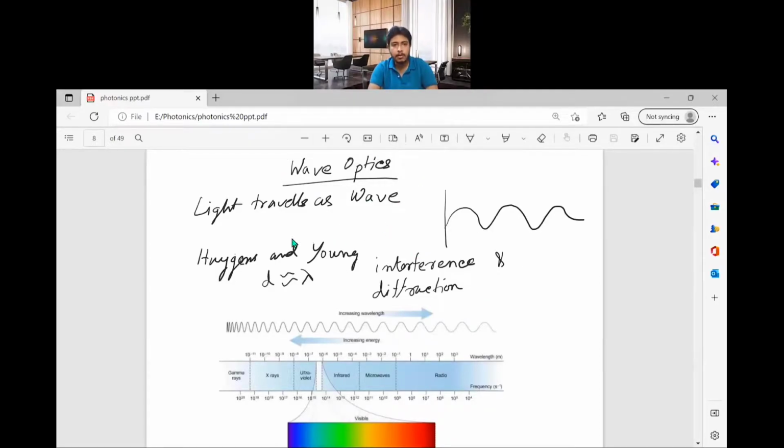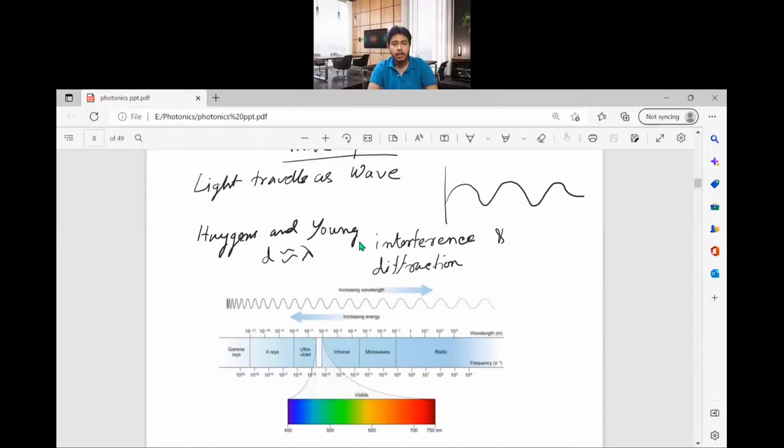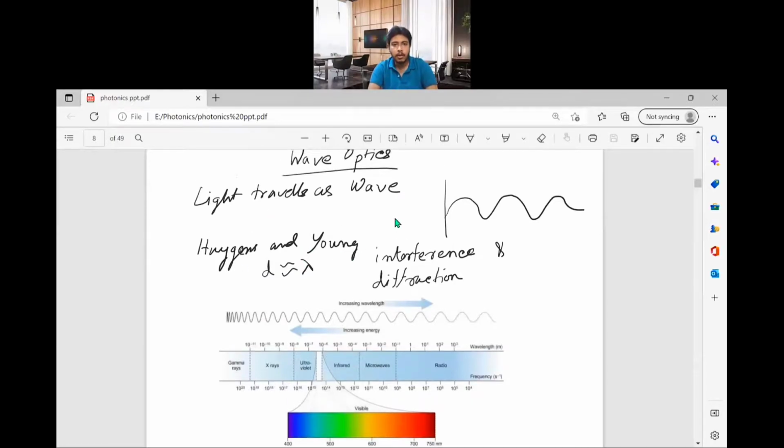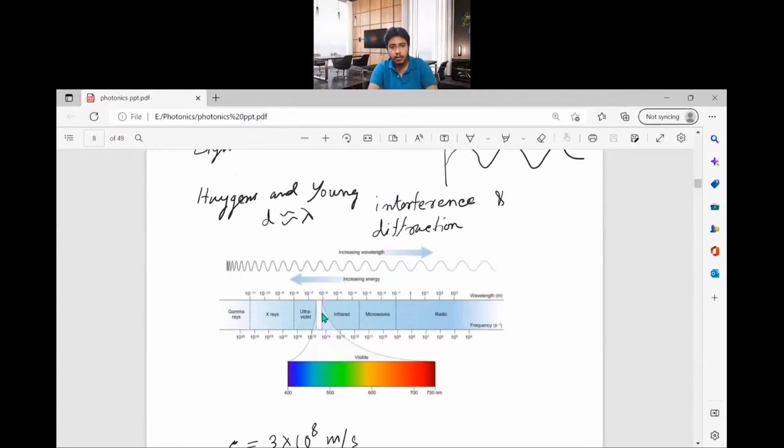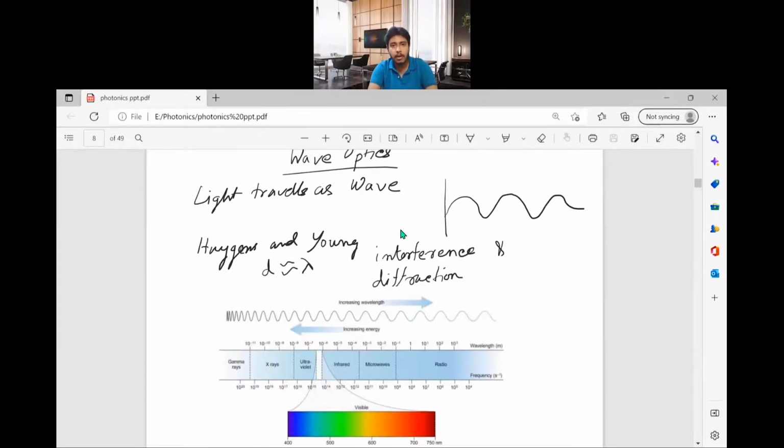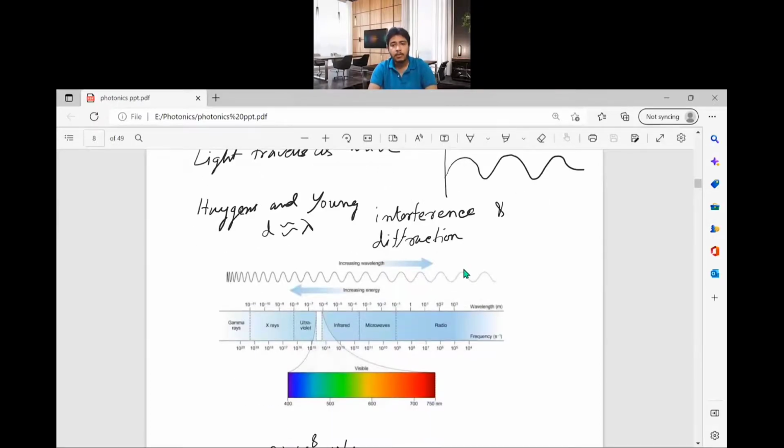So in wave optics, we deal with light as a wave. Huygens and Young are the two scientists who were the main contributors to this wave nature of light. As you can see, it deals with the wavelength of the light. So using wave optics, we can explain the diffraction and interference phenomena.